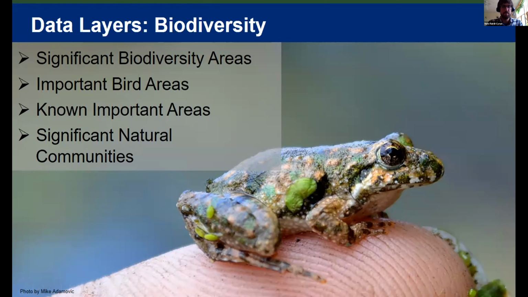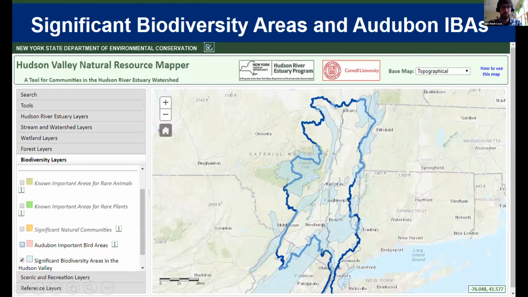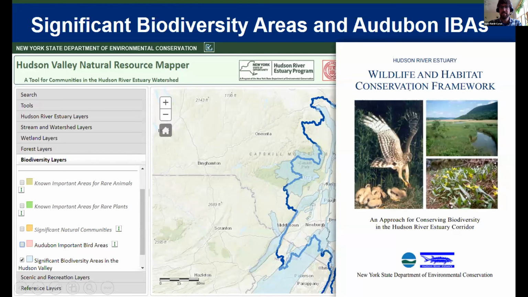Okay, one of the last major layers I'll talk about is the biodiversity. So the first layer that we have is the significant biodiversity areas, and that was basically created through the Wildlife and Habitat Conservation Framework that our program helped create. I believe that was in 2006. And this was basically a vetted list by experts and using data to identify areas that had the highest biodiversity in the region. So we have those mapped, and there's plenty more information on them in this report that is linked to if you click on one of these areas.